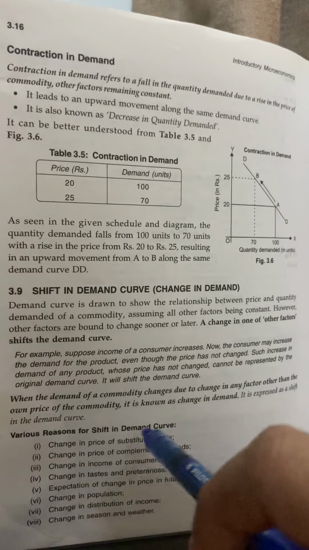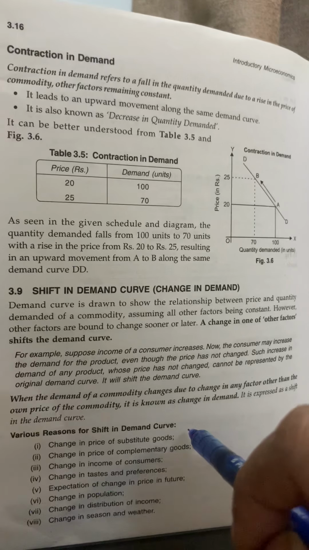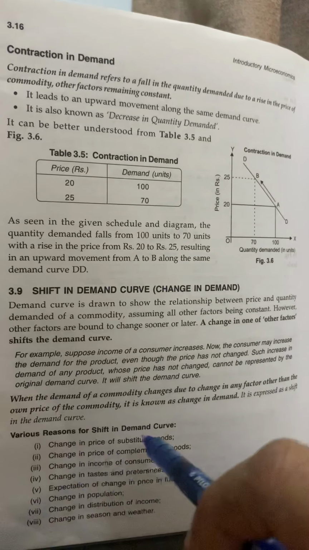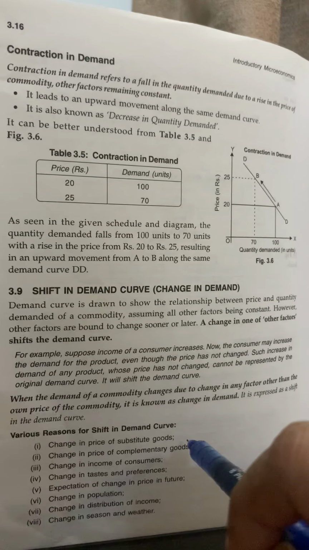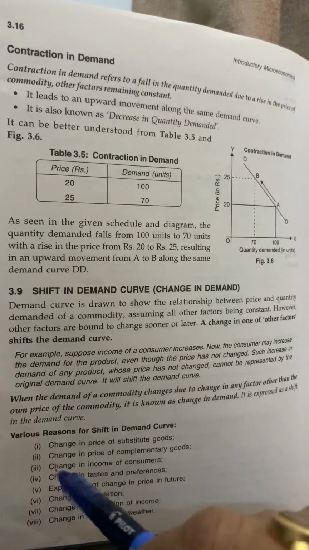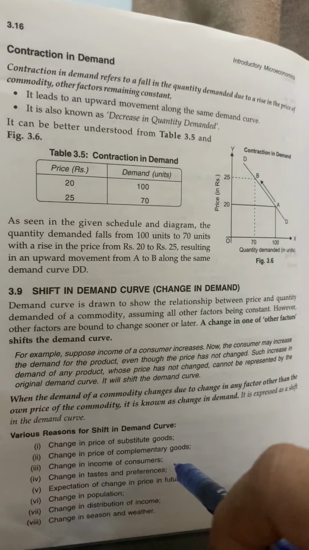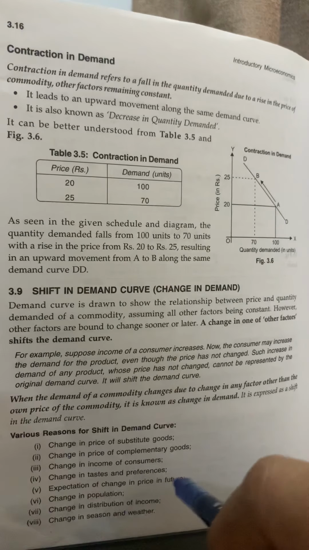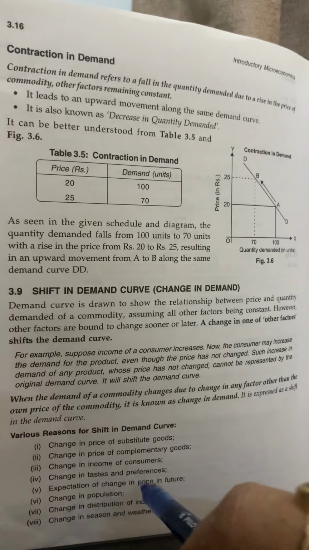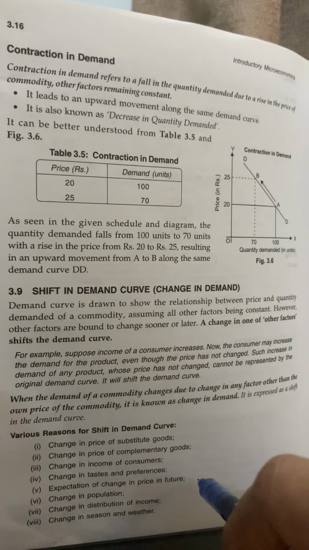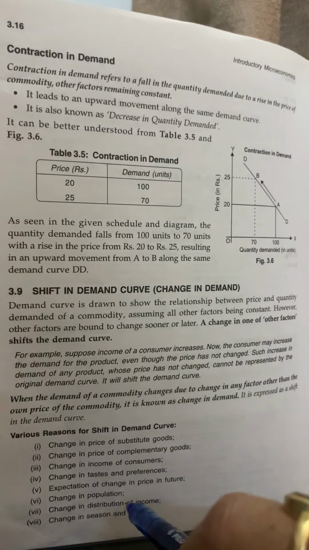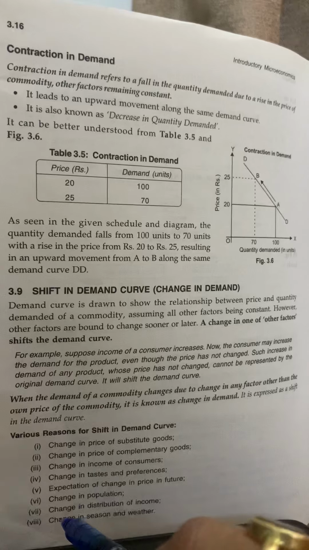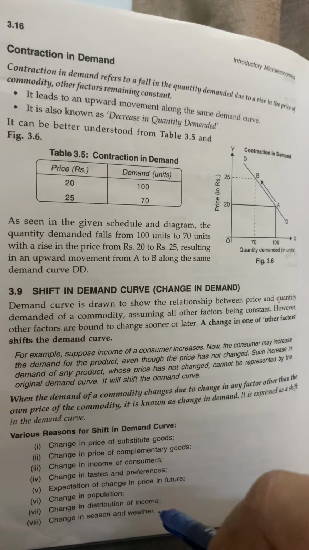Various reasons for the shift in demand curve are change in the price of the substitute commodity, change in the price of complementary commodity, change in income of the consumer, change in taste and preference of the consumer, expectation of change in price in future, change in population, change in distribution of income, or change in season and weather.